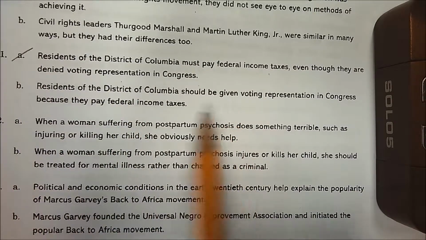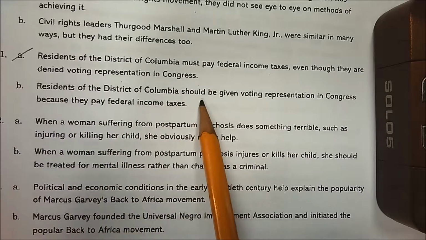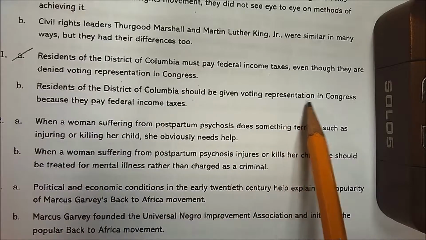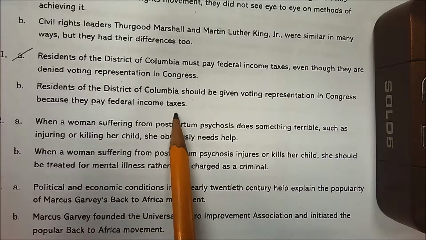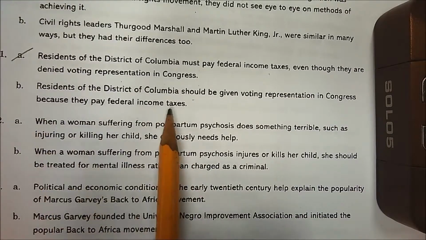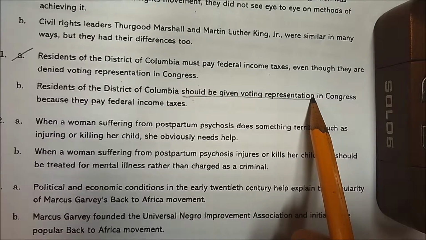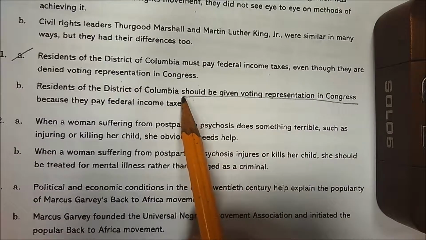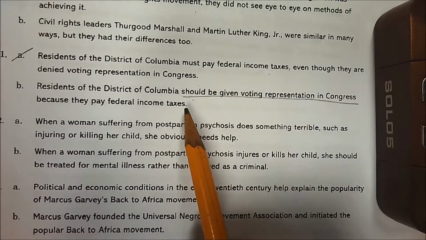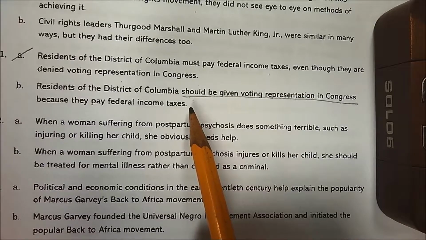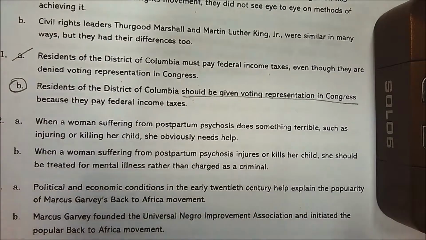Now let's see what this one says first, before we just circle it. Residents of the District of Columbia should be given voting representation in Congress because they pay federal income taxes. All right, we still have a little bit of factual information, but the 'should be given voting representation in Congress' is an opinion. It could be a main idea for the paper. It asserts a position. All right, so we would choose this one.